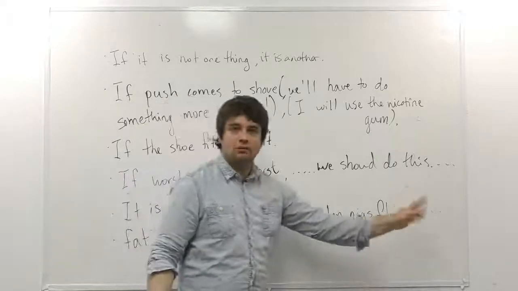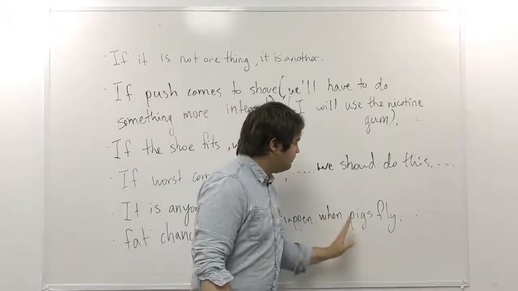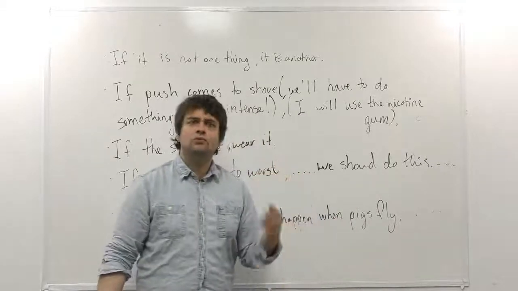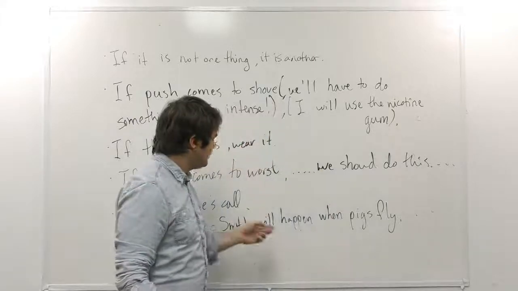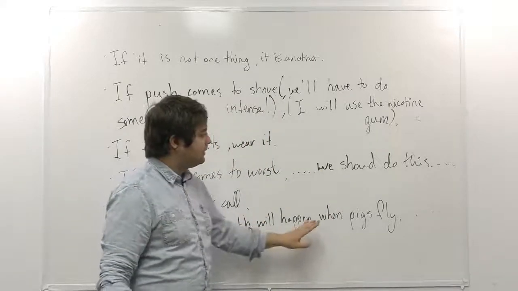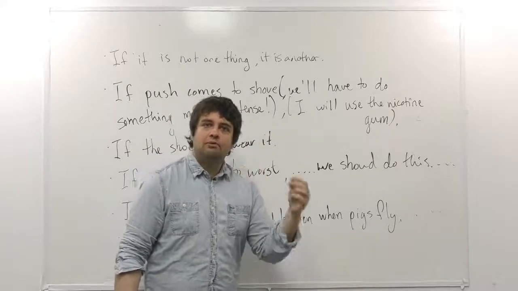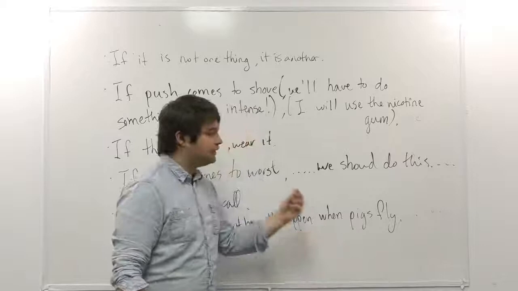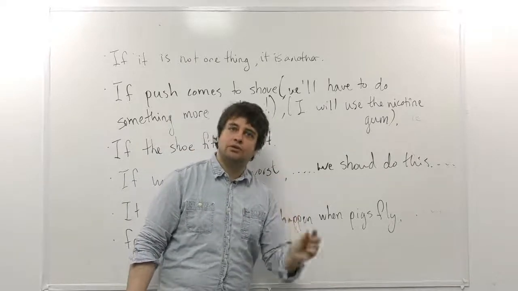So, something will happen when pigs fly. Now, pigs don't fly. Obviously, we know that, right? Pigs will probably never ever fly. So when you say this, something will happen when pigs fly, you're saying this will probably never happen because pigs will never fly. The chance of this occurring is almost zero, right?